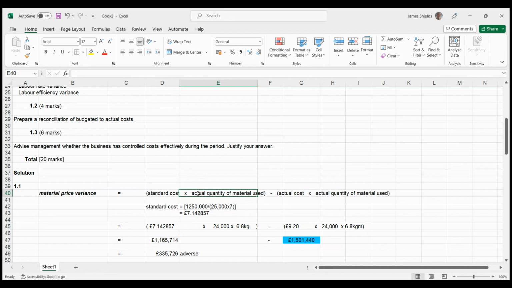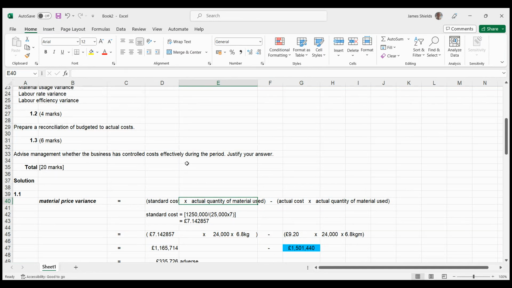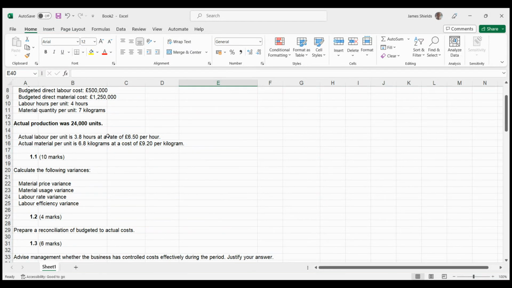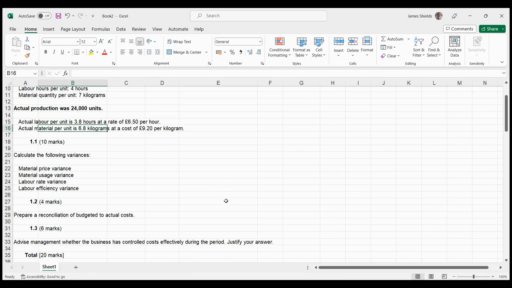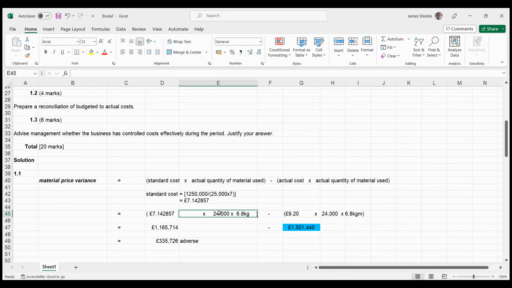Then I'm going to multiply it by the actual quantity of material used. So go back to the question, we want the actual quantity and the amount used per unit. The actual quantity was 24,000 units, and it was at 6.8 kilograms per unit. So I've got 24,000 times 6.8. Now, if you times them together, 7.142857 times 24,000 times 6.8 kilograms, that gives us a standard cost of £1,165,714.